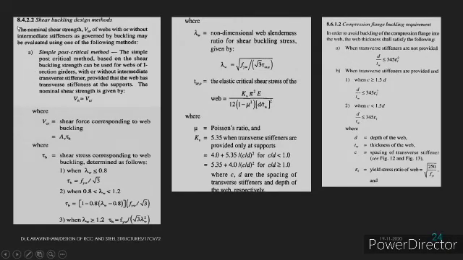Before that, the clause 8.4.2.2, that is the shear buckling design method, is being given for nominal shear, how to check for the shear consideration, and also the next criteria is given as compression flange buckling requirement. When transverse stiffeners are not provided, this condition will not come; this time transverse stiffeners are provided. Now we are designing with the transverse stiffener.